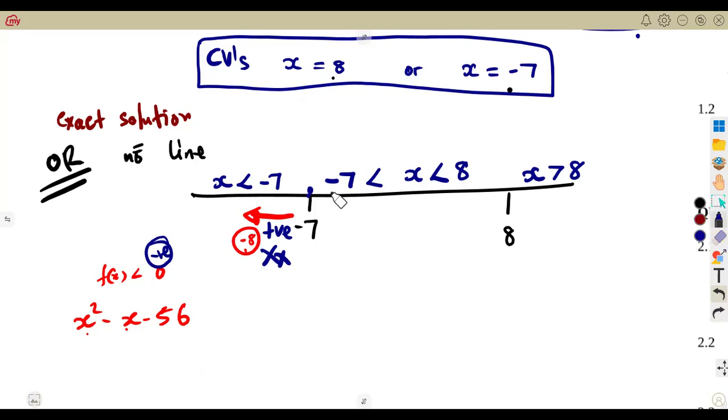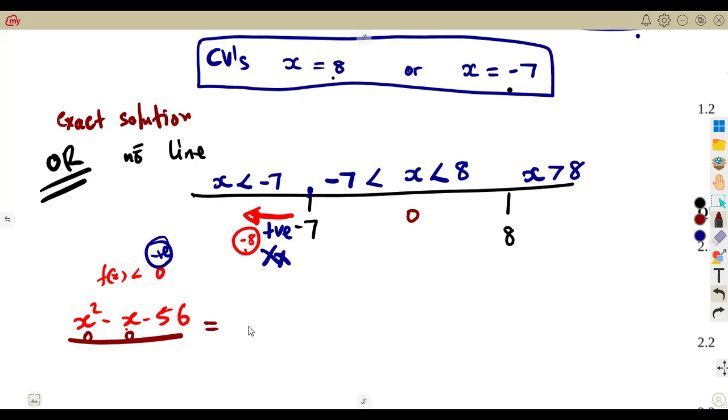In between minus 7 to 8, what can we choose? We can choose any value. You can even choose a 0 there because 0 is there. You can choose minus 6, minus 5, minus 4, minus 3, minus 2, minus 1, 0, 1, 2, 3, 4, 5, 6, up to 7. From minus 6 up to 7, you can pick any value of your choice. Substitute it into that f of x. So in this case, choosing 0, that's a 0 here, a 0 here.